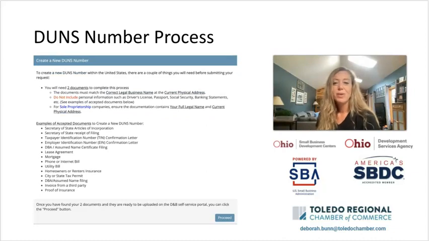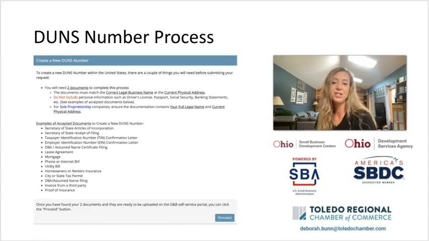Here it's going to tell you, again, that you need this information. So it requires two documents to complete this process. They must match the correct legal name at the current physical address. If your documents don't match that, then you're going to have to update the documents that we previously talked about in order to ensure you have the correct legal name at the current physical address. Do not include personal information such as driver's license, passport, social security, banking statements, any of those items. They will never be asked for. Again, that's a red flag and you might be on the wrong website.